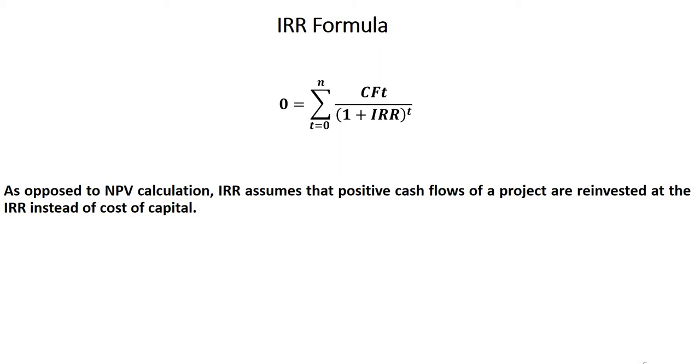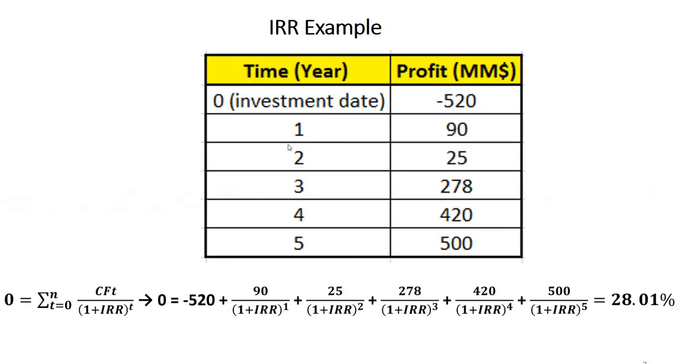But just for now, just know that to get the IRR of a project, you would have to essentially find a discount rate that would yield an NPV of zero. So I think this concept would get clarified with an example. So let's do an example.